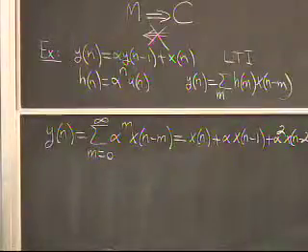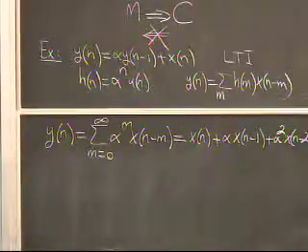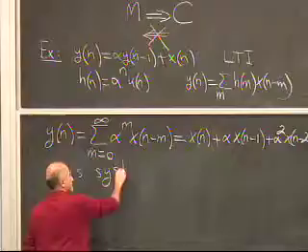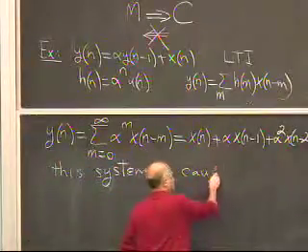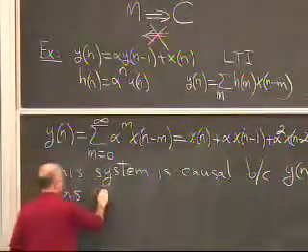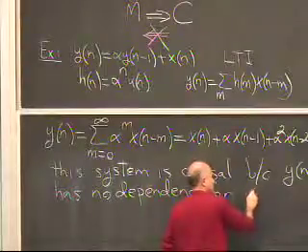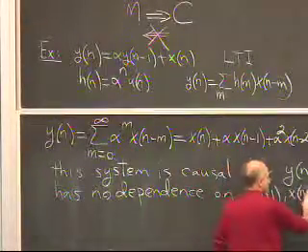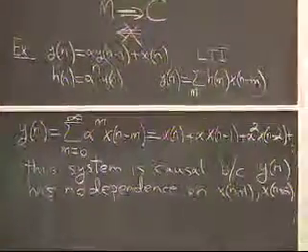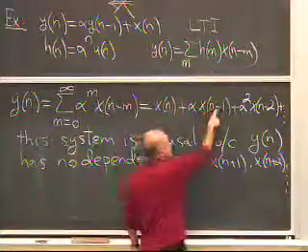Is this system causal? Does the output at time n, at sample n, depend on any future values of the input? No. So this system is causal, because y of n has no dependence on x of n plus 1, x of n plus 2, and so on. Okay, so this system is causal. Is it memoryless? Why not? Yeah, because it's got to store all these values if you want to implement it this way.